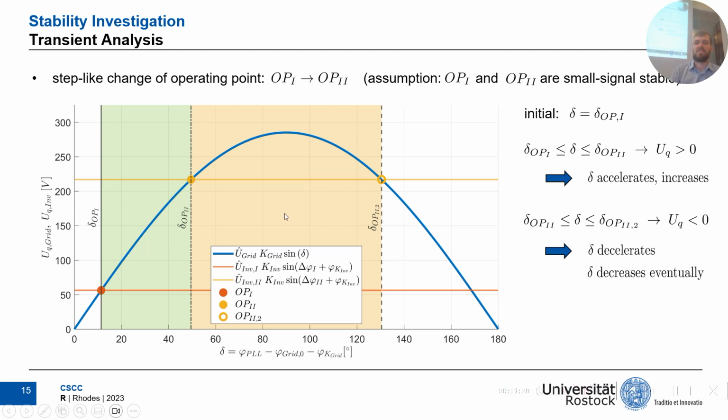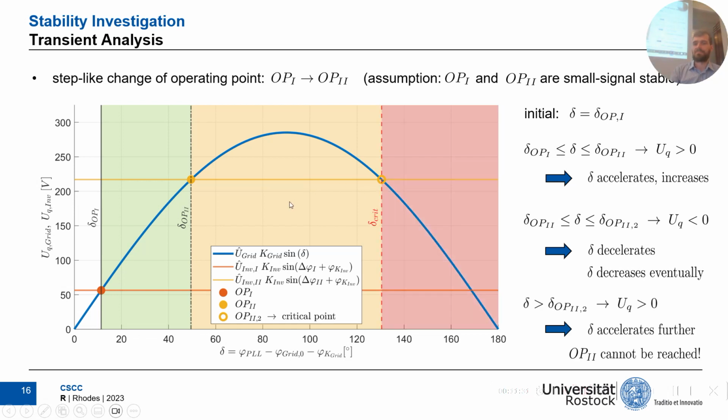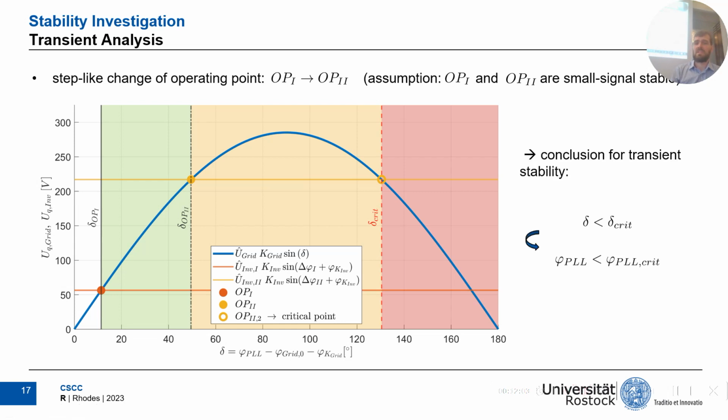the second operating point. Because when that happens, we enter a critical region, which means that the UQ value is again greater than 0. And so the circumstances are that the variable delta in VPLL accelerates further, so that operating point 2 cannot be reached anymore. Which means that this delta critical is actually the maximum permissible overshoot for the state variable. This is pointed out on the next slide.